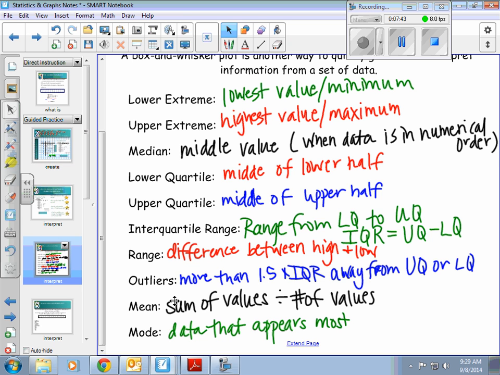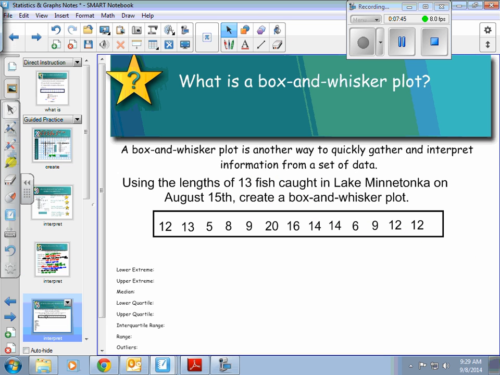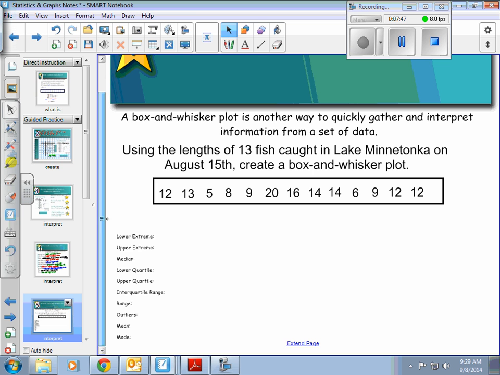So let's just go ahead and find all these things for a set of data. This is using the lengths of 13 fish caught in Lake Minnetonka on August 15th. We need to create a box and whisker plot. So the first thing that we need to do is put them in order. So I'm going to have you pause the video and put this list of data in order on your own.